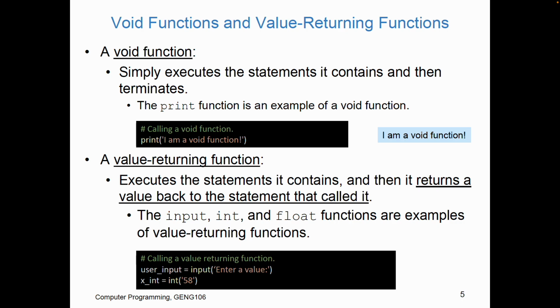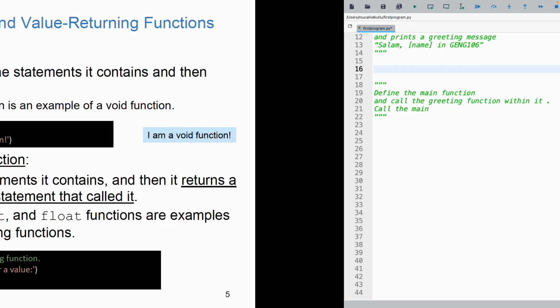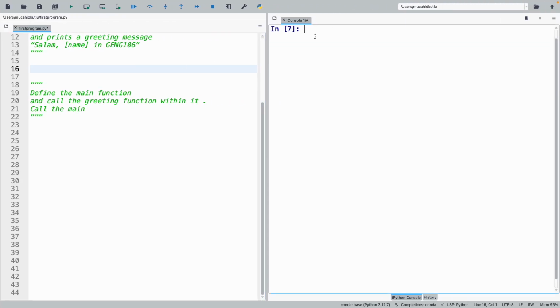Like this print function, for instance. When we say print and do this, it will print a message, but it will not give us any value that we can continue with. Because of this, if in my Python code I write something like this, it will be meaningless to say that a is equal to print something, because the print function is not returning any value to me. It's a void function.